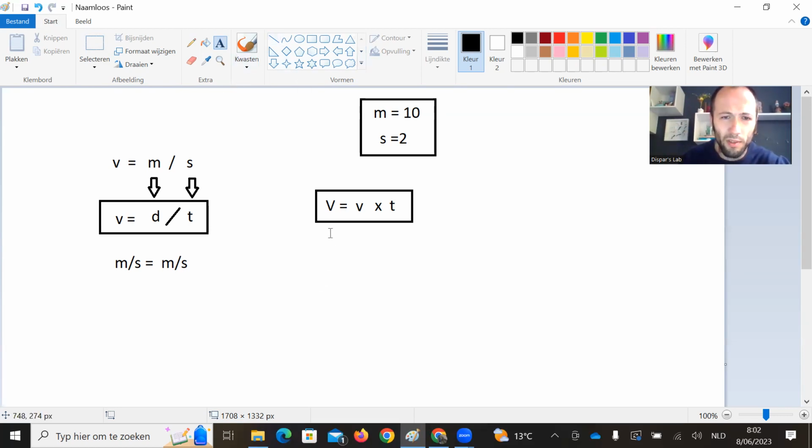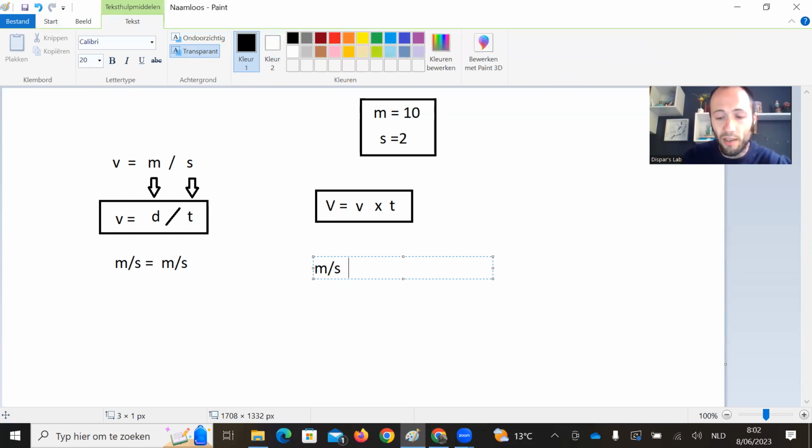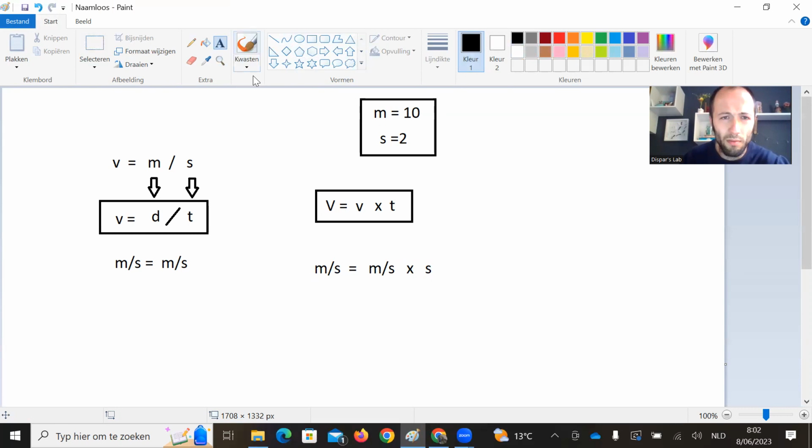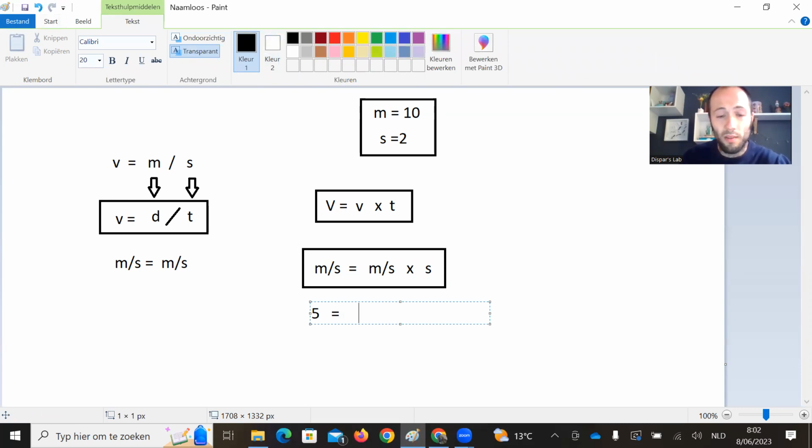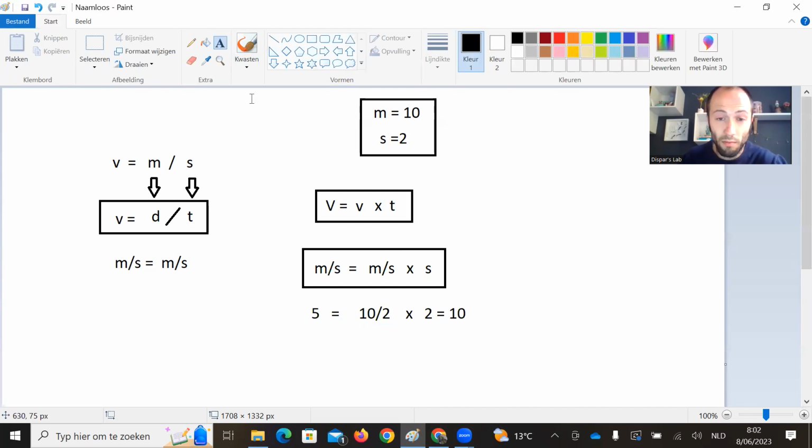Let's take a look at the units. So we have meters per second equals meters per second times second. Let's replace them with numbers. So 5 equals 10 meters per second divided by 2 times 2 equals 10 divided by 2 equals 5 times 2 equals 10. We are left with 10. And 10 is m. We are only left with meter, but no meters per second.